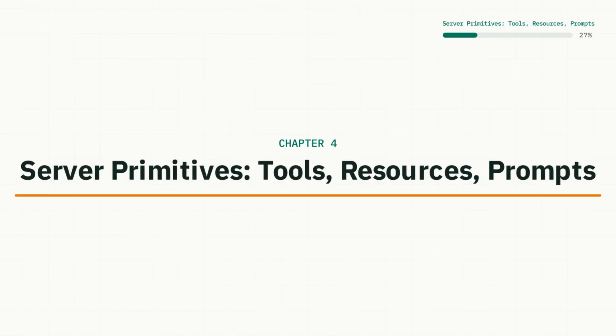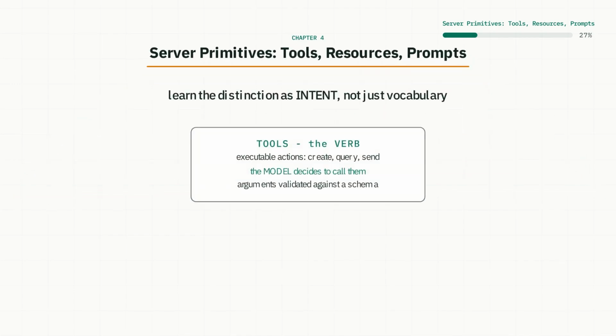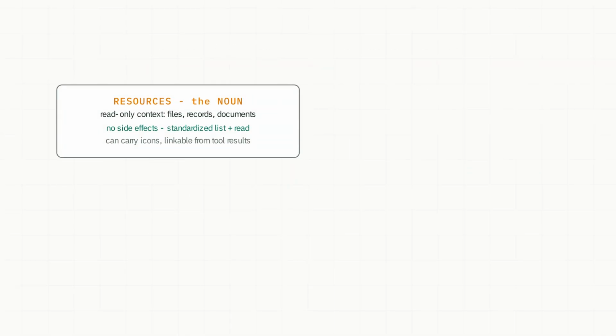Chapter 4, What Servers Expose. 3 primitives, and the distinction between them is a design decision you'll make in Part 2, so learn it as intent, not just vocabulary. Tools are executable actions: create a ticket, run a query, send a message. The model decides to call them, arguments validated against a declared schema, results returned into the conversation. Tools are the verb. Resources are read-only context: file contents, database records, documents, anything the application might load into the model's context. No side effects, standardized listing and reading, and in the current spec, resources can even carry icons and be linked directly from tool results.